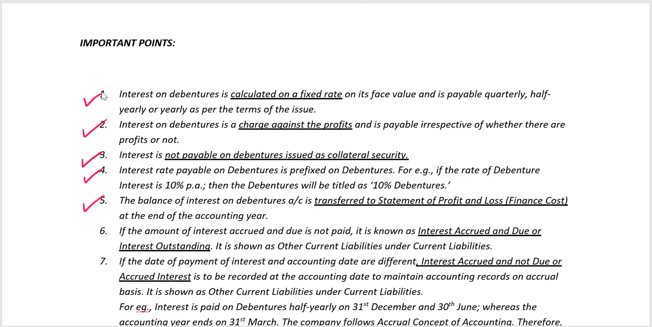The balance of interest on debentures account is transferred to statement of profit and loss finance cost at the end of the accounting year. If the amount of interest accrued and due is not paid, then it is called interest accrued and due or interest outstanding, and this will be shown as other current liabilities under the head current liabilities.